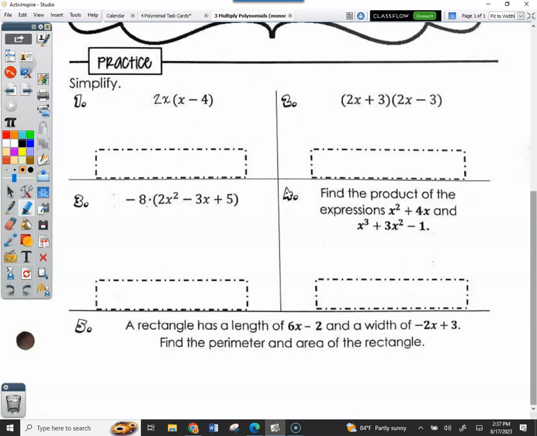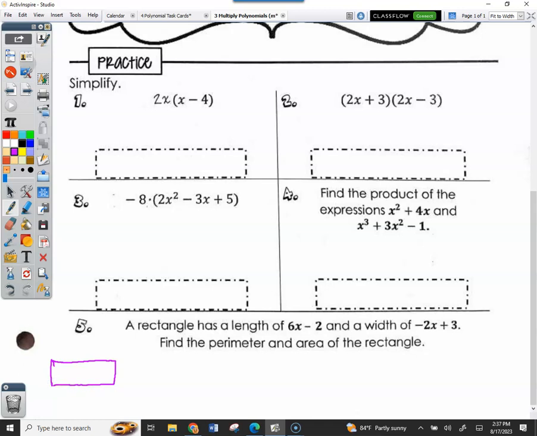All right, so number 5. Rectangle has a length of 6x minus 2 and a width of negative 2x plus 3. Find the perimeter and the area of the rectangle. What would be a helpful thing to have here in front of me? I was leaning more towards a picture. Draw a picture. Let's not bring out calculators. Draw a picture of a rectangle. Doesn't have to be perfect.